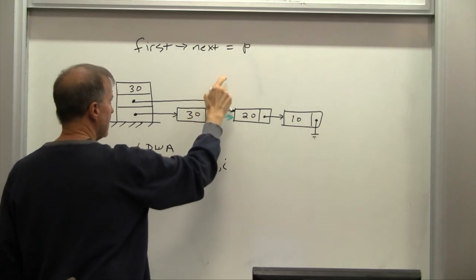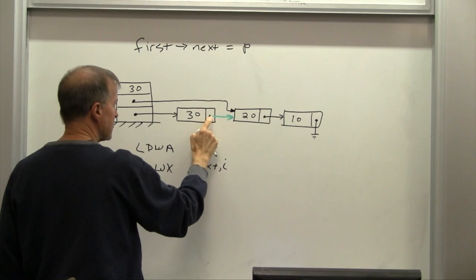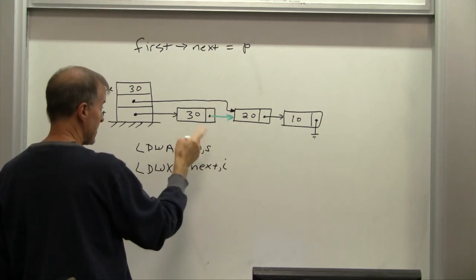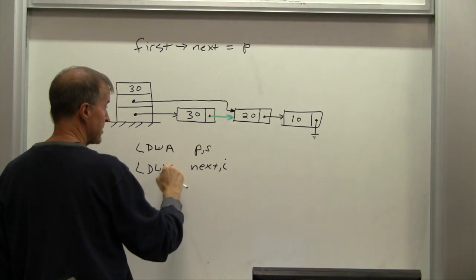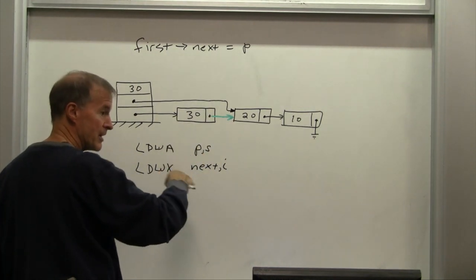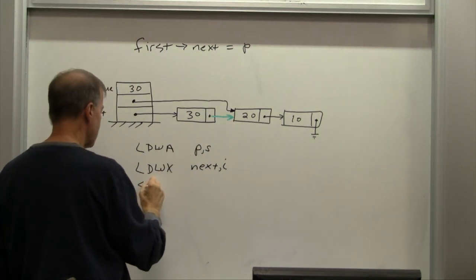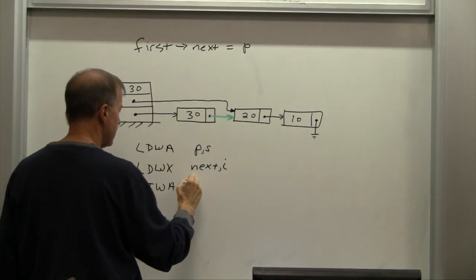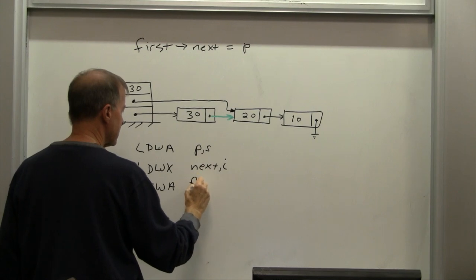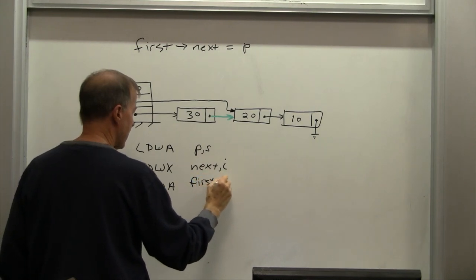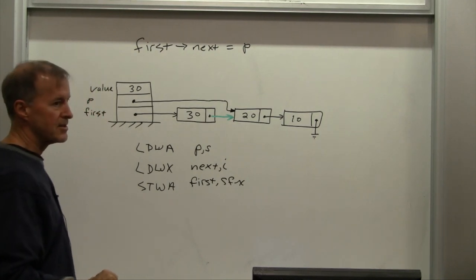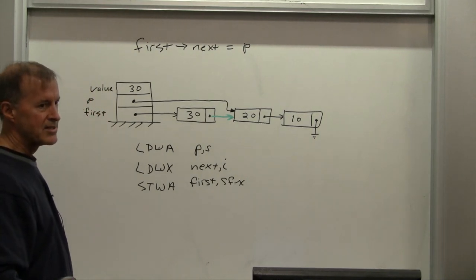And then how do we put the value of P in here, so this will be pointing to the same thing as this? Is this going to be a load or a store? It's going to be a store because it's in the accumulator and we're putting it in here. So this is going to be store word accumulator, first, comma SFX. Is everybody good with this? So that's how we do this translation.